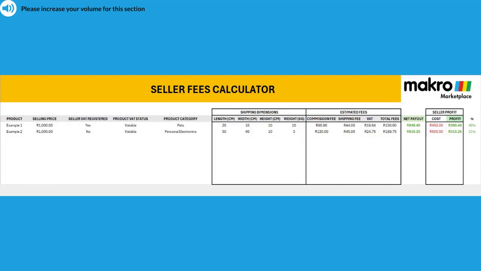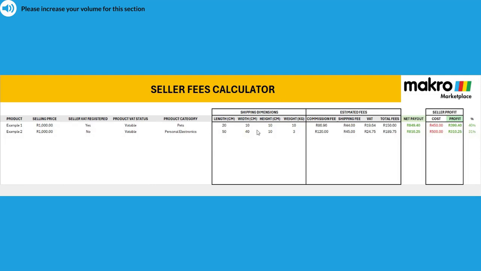Let us go through how to use the seller fees calculator. A reminder that this calculator can be used for order fulfillment. You can also use it for return fees if you happen to have any returns in the future. If you notice here, we've already got 2 examples where it is indicated what information you need to capture at the top. So you need to capture the product, the selling price, whether you as a seller are registered, whether it is a VATable product or not, and the category of the product.